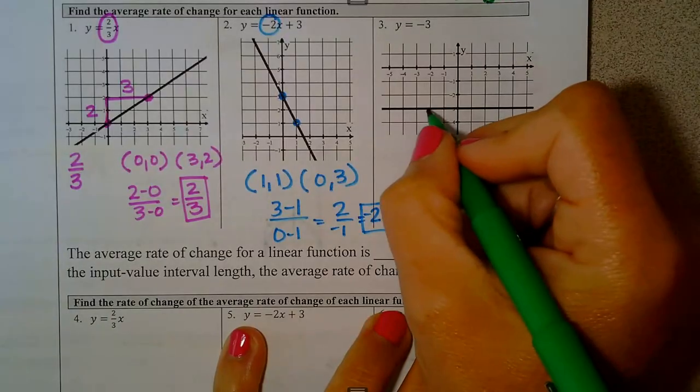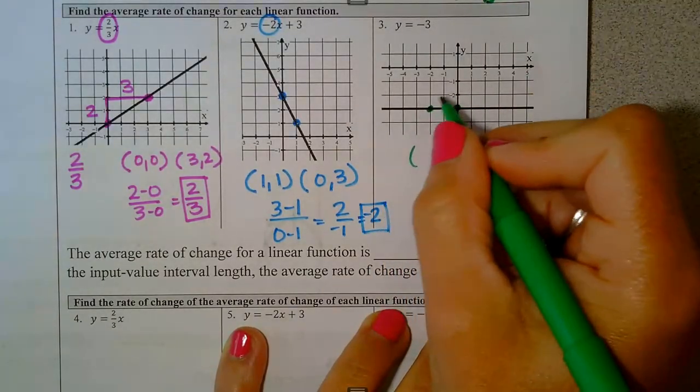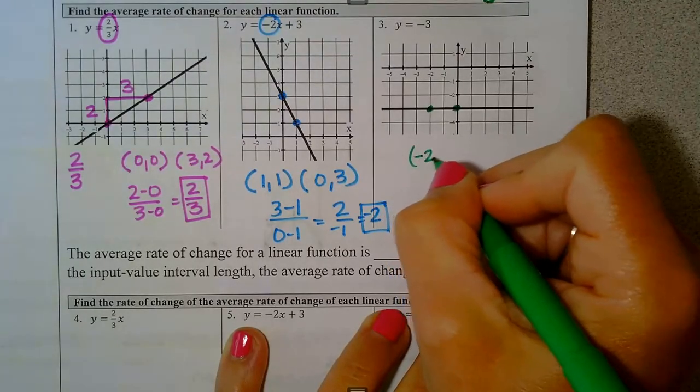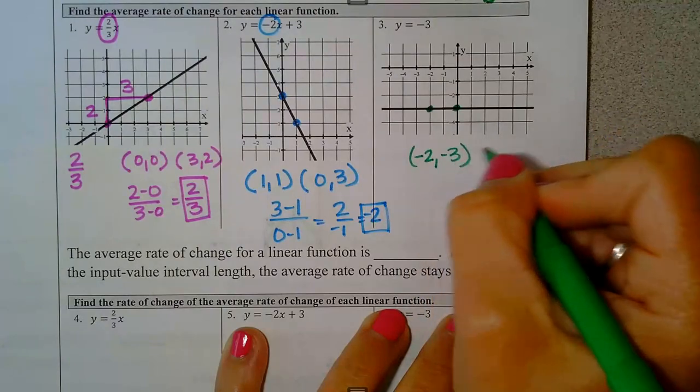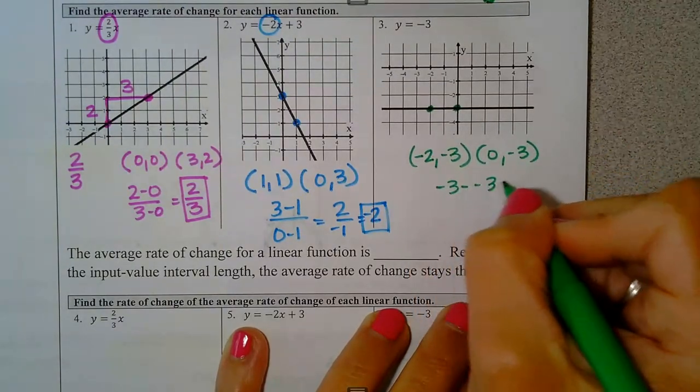0. Whoa, lots of you. It's 0, because -3 minus -3 is 0.